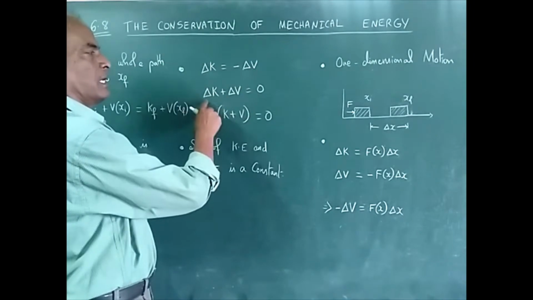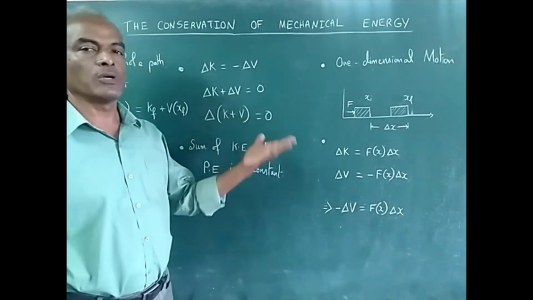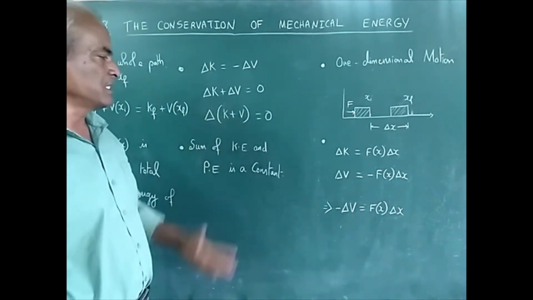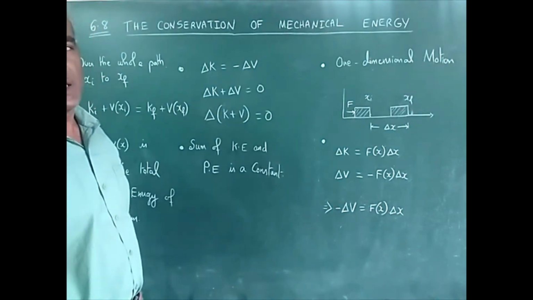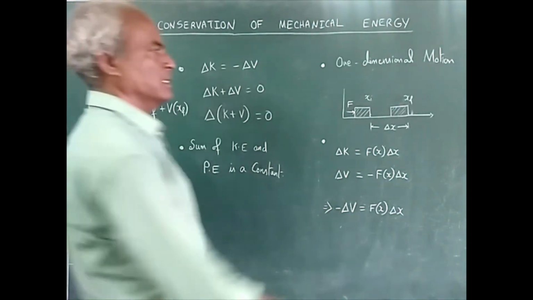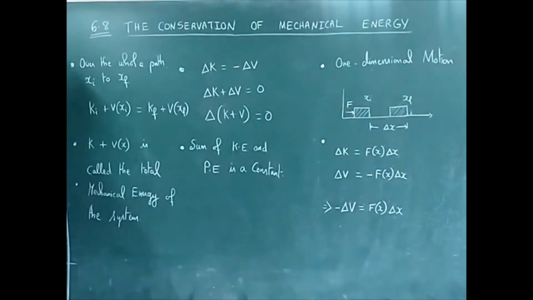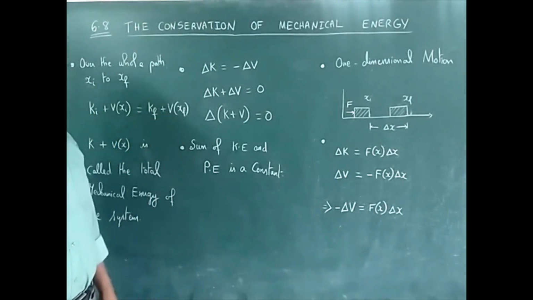You bring this term to this side, so del k plus del v is equal to 0. Taking del as a common term, k plus v is equal to 0. That means the sum of kinetic energy and potential energy is a constant over the whole path xi to xf. This is the starting point and this is the end point. So the sum of kinetic energy and potential energy at the starting point is equal to the sum of kinetic energy and potential energy at the final point.